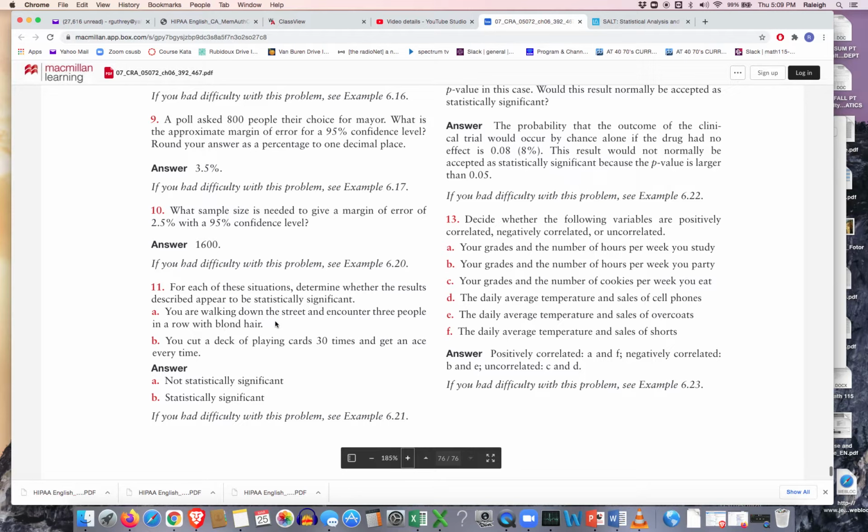Now, if you look at part B, you cut a deck of playing cards 30 times. You get an ace every time. Oh boy, that is definitely statistically significant, and very much so. I actually ran the numbers on that, and that works out to be 4 times 10 to the minus 34th power.